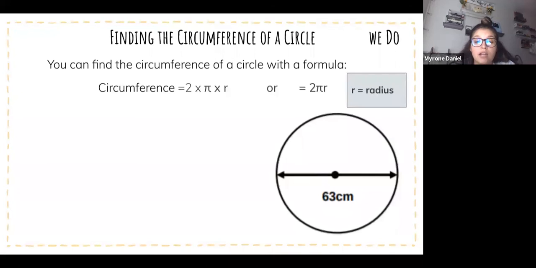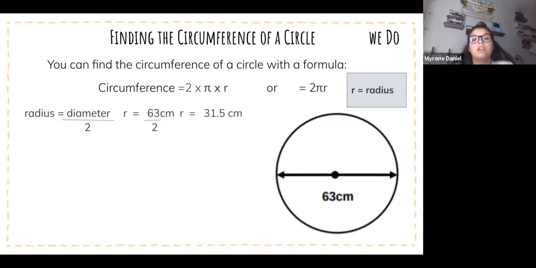Okay, so now that you've tried it on your own, we see there's the diameter of this circle right here. So we want to find the radius in order to find the circumference because we have the equation of 2 pi r. So the radius equals the diameter divided by 2. So the radius is 63 centimeters divided by 2, and that's going to give us the radius of 31.5 centimeters.